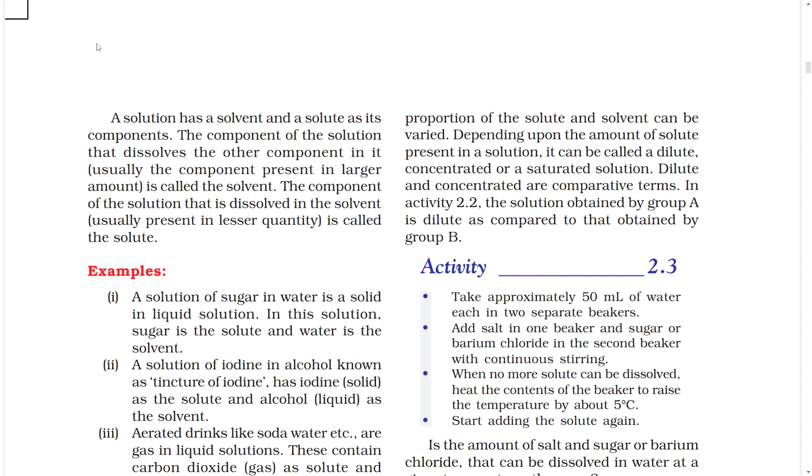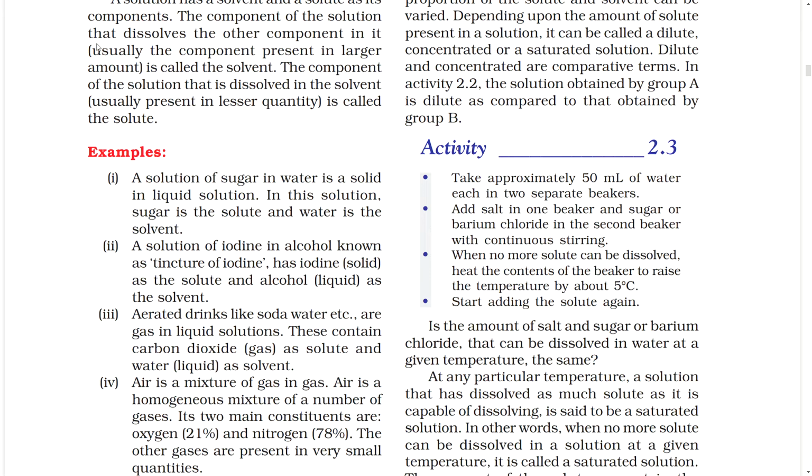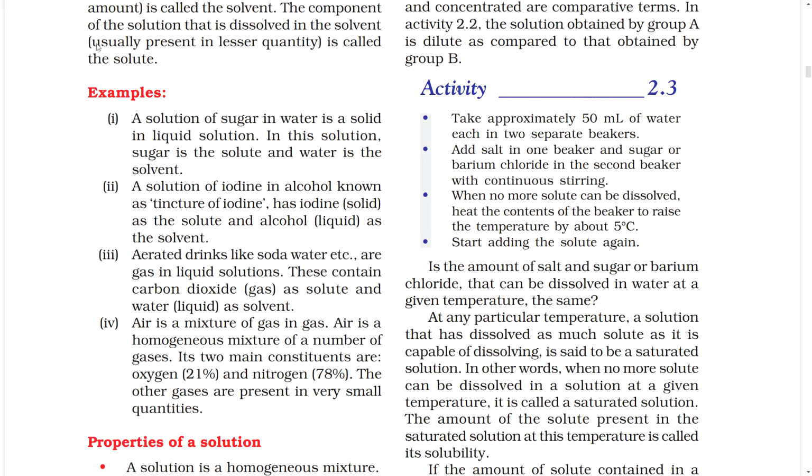Examples: 1. A solution of sugar in water is a solid in liquid solution. In this solution, sugar is the solute and water is the solvent. 2. A solution of iodine in alcohol, known as tincture of iodine, has iodine (solid) as the solute and alcohol (liquid) as the solvent. 3. Aerated drinks like soda water etc. are gas in liquid solution. This contains carbon dioxide gas as solute and water (liquid) as solvent.